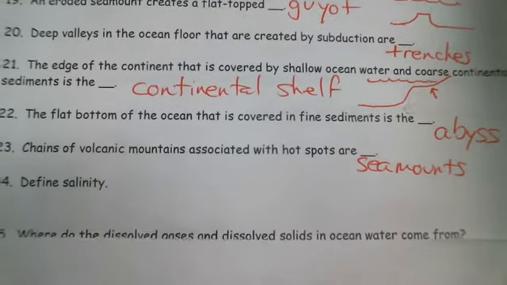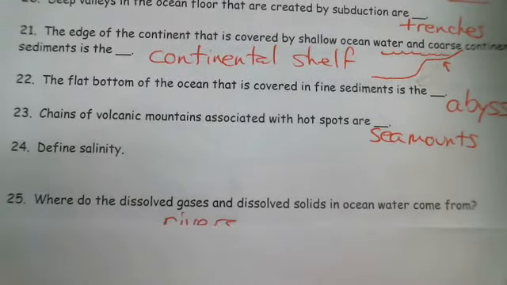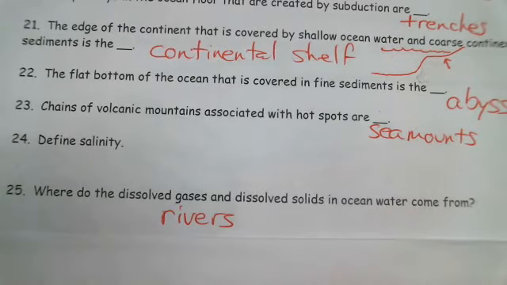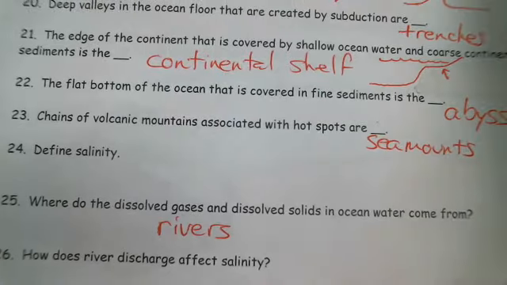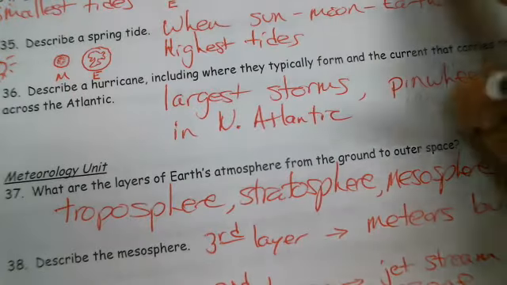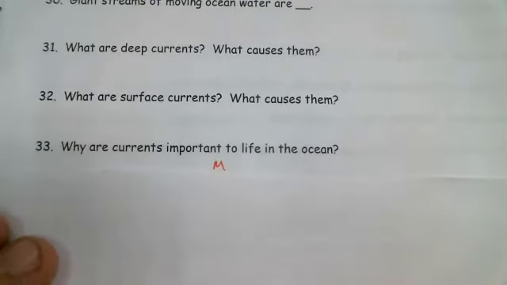Skip number 24. 25. The dissolved gases and dissolved solids in the ocean come mainly from the rivers. There may be some from other locations too, but this is the majority of it. We're going to skip 26. Skipping all the way to 33.